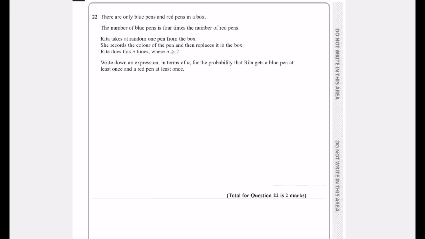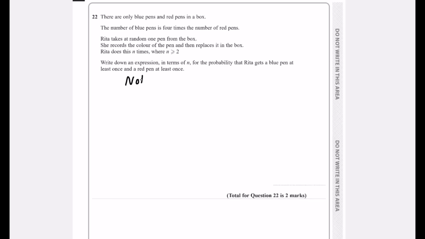Question 22. There are only blue pens and red pens in a box. The number of blue is 4 times the number of red. Rita takes 1 pen from the box at random. She records the colour and replaces it. She does it n times. Write down an expression for the probability Rita gets a blue pen at least once and a red pen at least once. So a blue at least once and a red at least once.